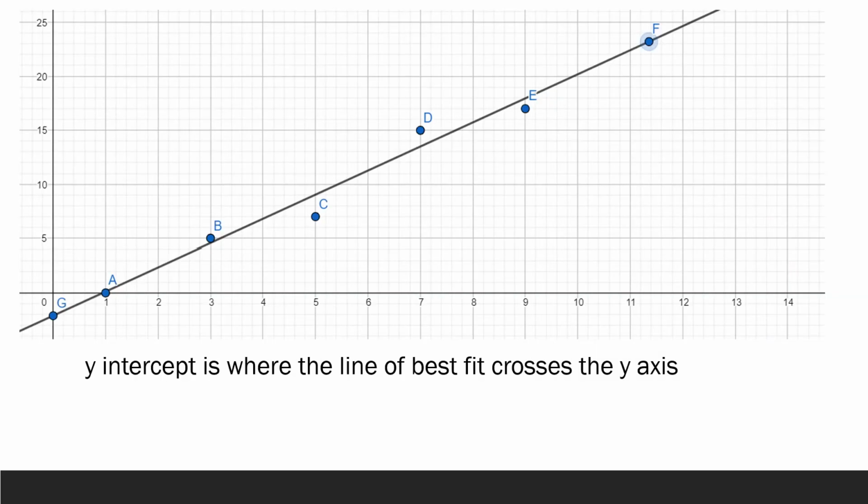So let's now also figure out how we can find the y-intercept. The y-intercept is where your line of best fit crosses the y-axis. So if you go all the way down your line until where it crosses the y-axis, you'll see it crosses right here. So it looks like it crosses at -2.